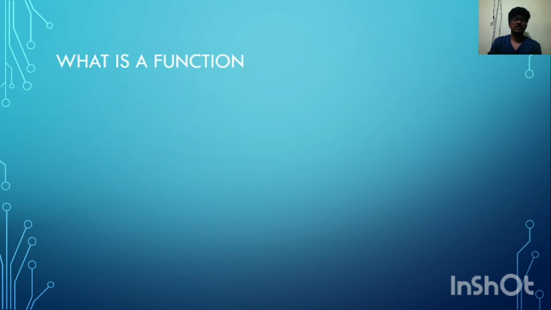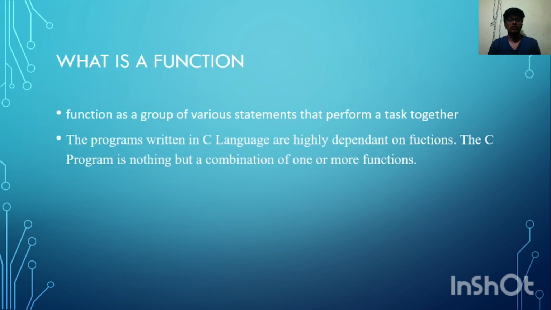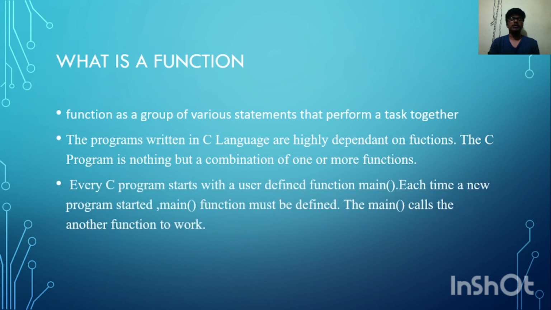First of all, let's learn what is a function. Function is a group of various statements that performs a task together. The programs written in C language are highly dependent on functions. The C program is nothing but a combination of one or more functions. Every C program starts with a user-defined function main. Each time a new program is started, the main function must be defined. The main calls another function to work.